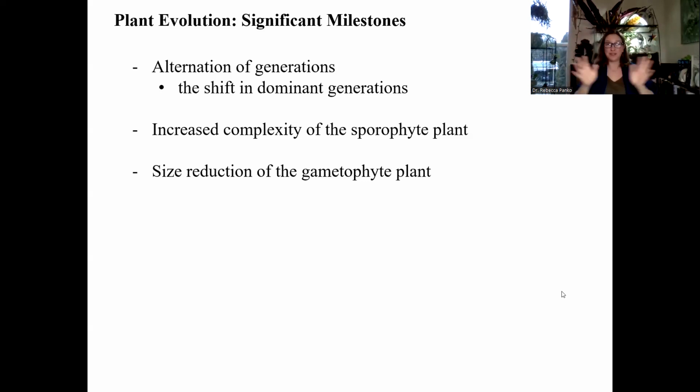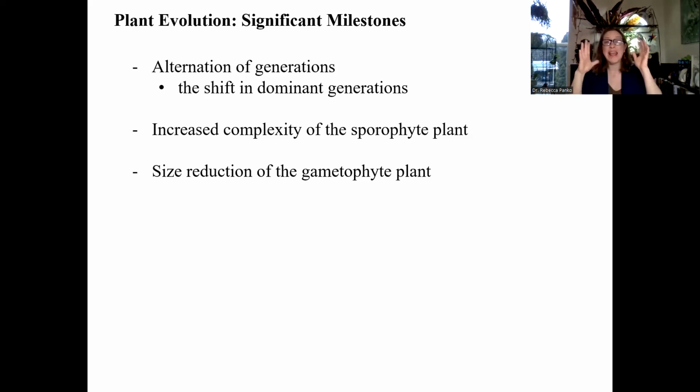All right, milestones. Milestones that led to flowers, right? First important milestone, shift in dominant generations. Going from having Gametophyte generation dominant to having Sporophyte generation dominant. That's super important in the history of plants, but in particular in the evolutionary history of getting to a flower.